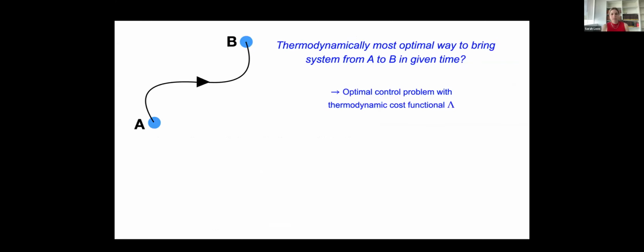So I'm thinking about a thermodynamic optimal process. I have a system in state A, I want to transfer it to state B in a given finite time. And the question is, what is the protocol to bring me from A to B such that the process is optimized from a thermodynamic perspective? That can be framed in the language of optimal control problems, where now the cost functional is a thermodynamic quantity such as work, heat, or entropy reduction. And as I said, I'm going to focus on work for the reasons that I just named.